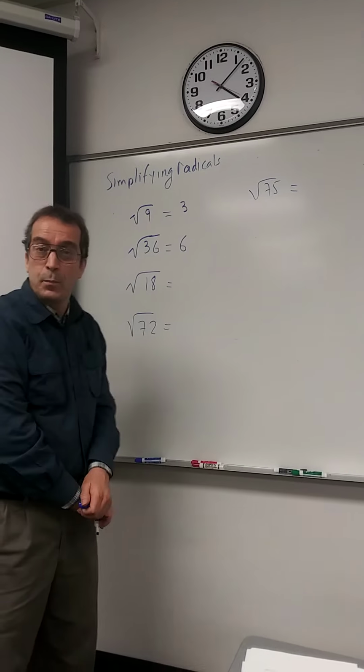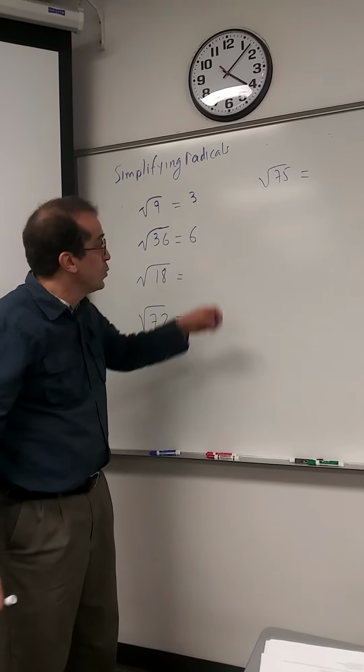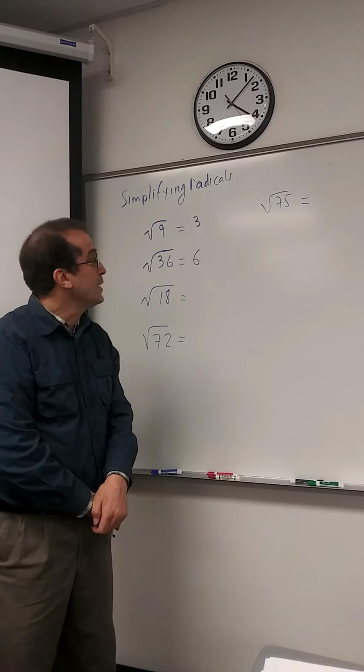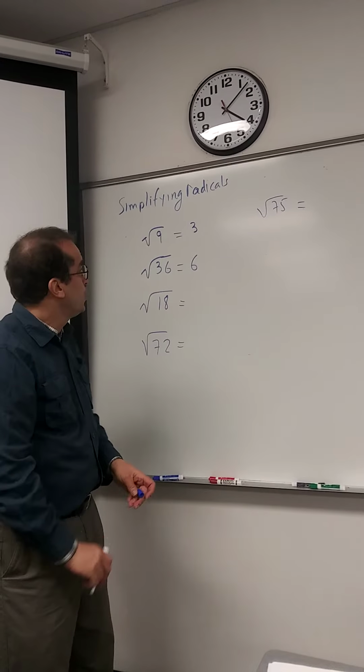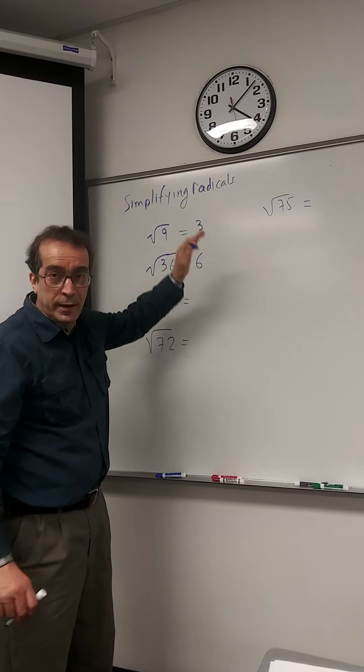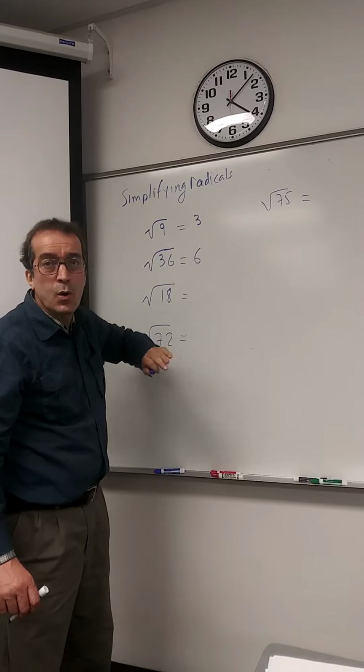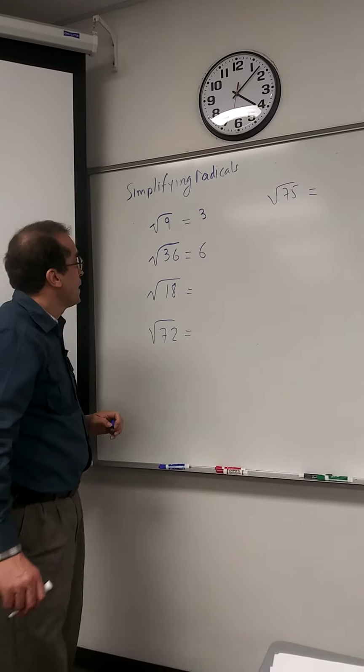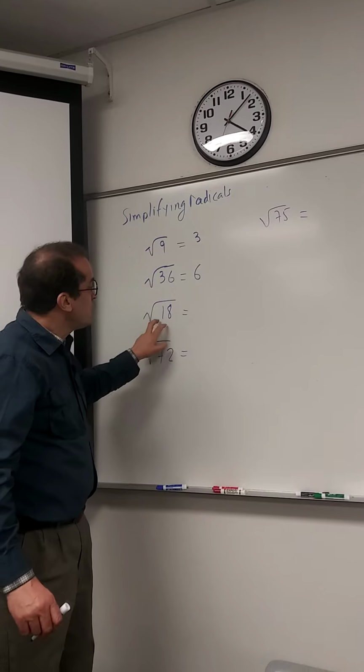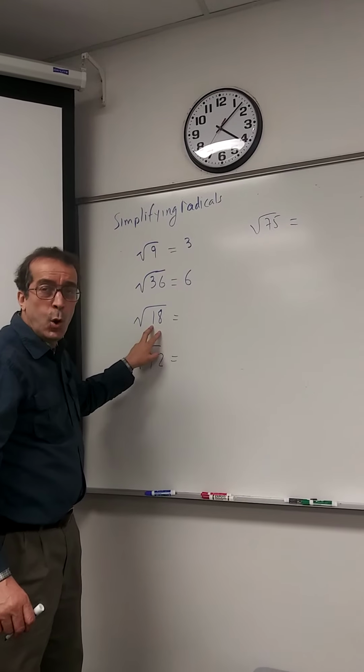What if you don't have a perfect square like 18 or 72 or 75? You can only simplify these. And we're focusing on square roots today. We're not doing cubic roots or other roots yet. The square root of 18 can only be simplified.